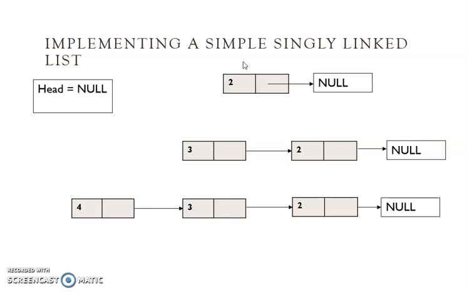We can perform insertion in many ways. I can choose a place to insert in between 3 and 2, or after 2, that is insertion towards the end. So there are different implementations of singly linked list insertion.